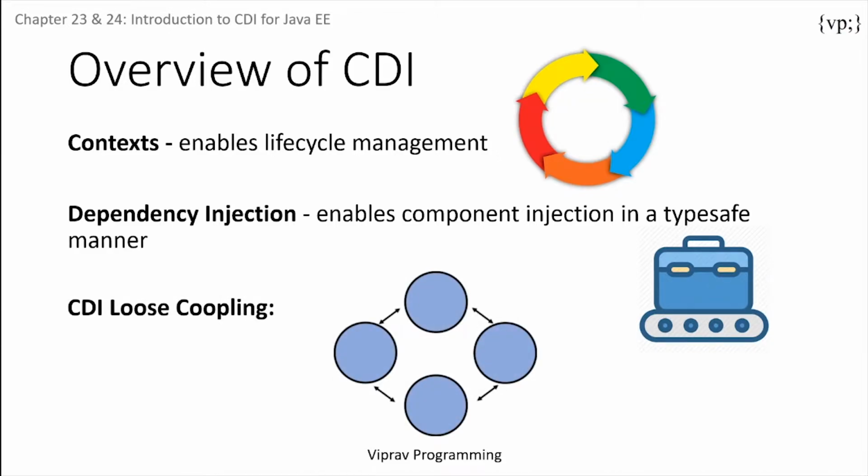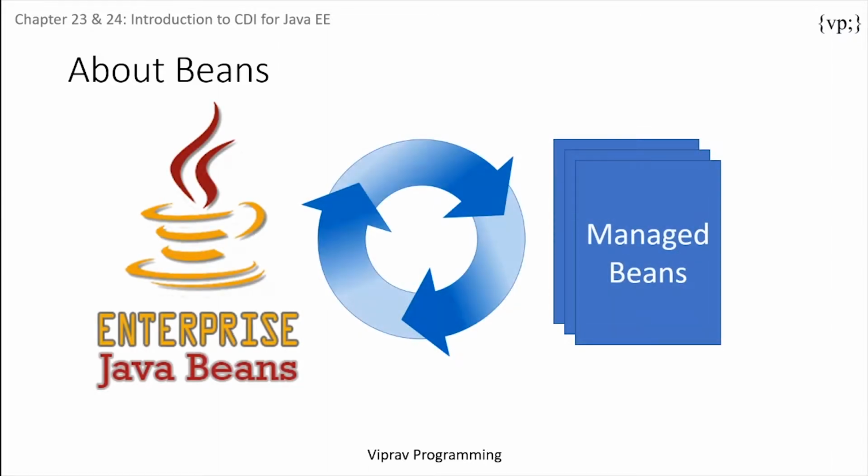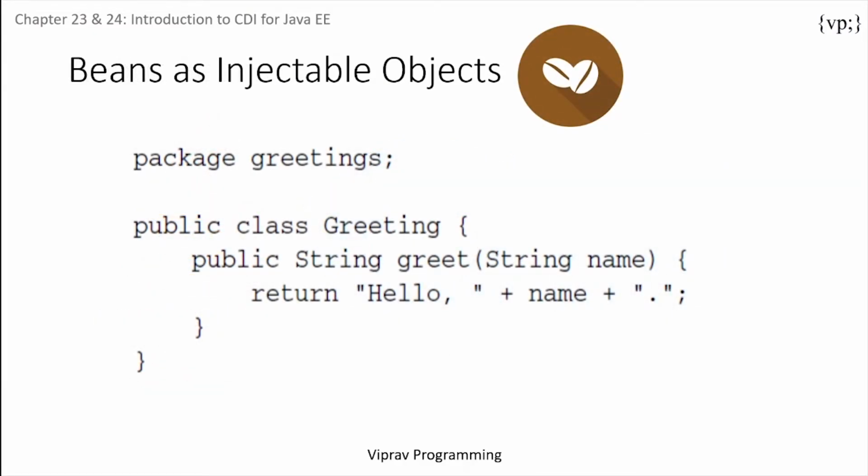Then there's CDI loose coupling, which is part of CDI, and it makes a developer's life much easier, since different components are not as connected to each other as they were previously. This means that I can remove a single class and everything else won't completely shut down. Everything else can work on its own. So let's take a look at beans. CDI beans are simply a bean, or EJB, or managed bean, which handles CDI lifecycles. Now that you got that, let's go into beans as injectable objects.